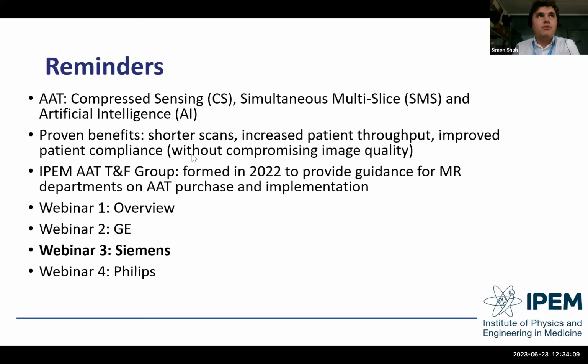So to give you a bit of a reminder, this is the third webinar, but there have been two previous on GE and there was an overview, and next week there's a Philips one. Cameron's already mentioned that there is an IPEM task and finish group. This formed last year. And this formed of a group of physicists around the UK who are also interested in this technology, but also to provide the benefits and support the community as a whole. And also the main benefit we're looking for is trying to increase patient throughput. I will also be discussing some of the additional aspects of AAT in terms of image quality, but the main focus will be looking at shortening scans.